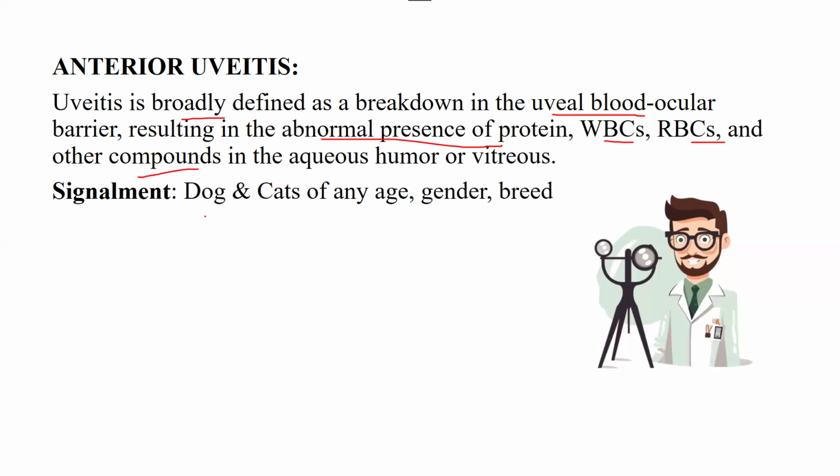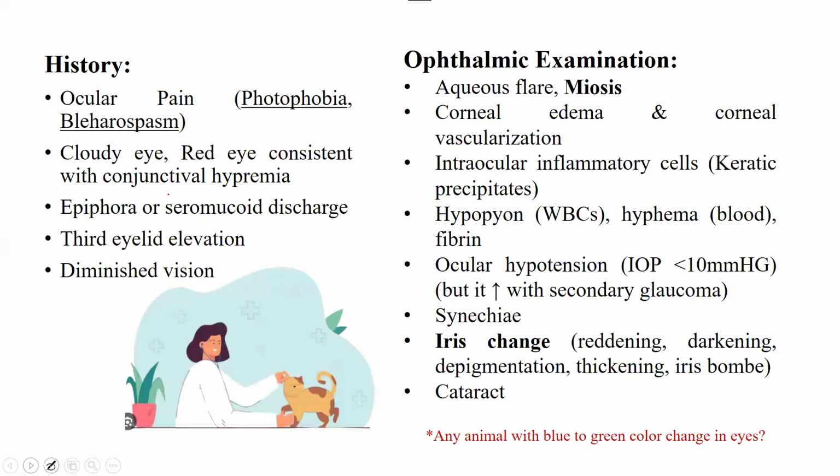The signalment is very important. Dogs and cats of any age, any gender, and any breed can have this disease. When an animal comes to you, the owner is going to explain some of the signs that they are seeing at home. So that makes the history of the patient.